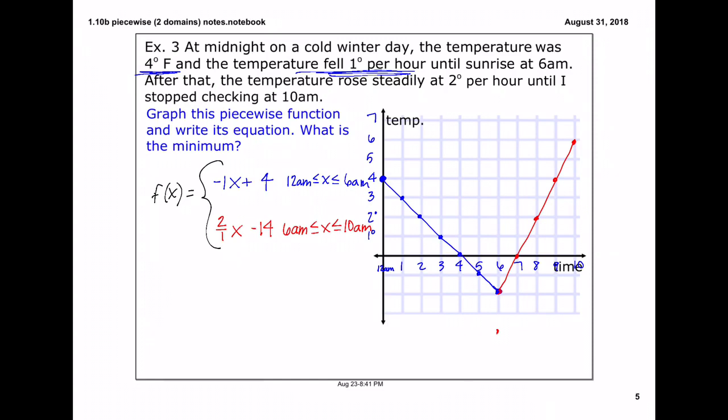It then asked us what is the minimum. So what is the lowest temperature that our graph touched? It would be -2 degrees. You now can complete your homework.